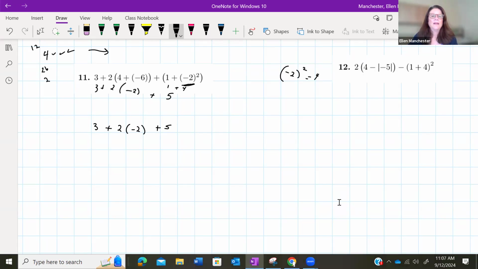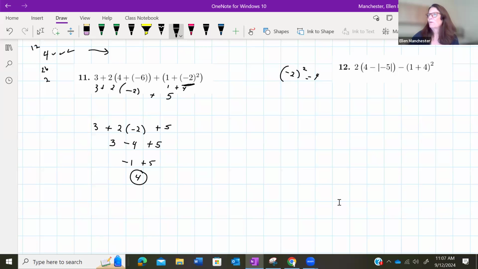Okay. Now what? Yep. So 2 times -2 is -4. And now you have all adding and subtracting. So working left to right, 3 minus 4 is -1, plus 5. So your answer is 4. Again, go back and look and see: did I miss the negative? Did I not use that negative twice and get -4? There's always a reason why it doesn't come out correctly.